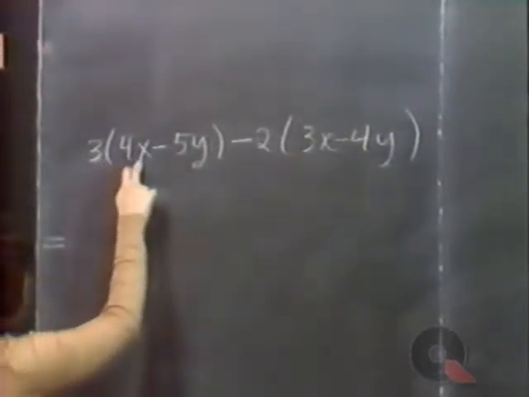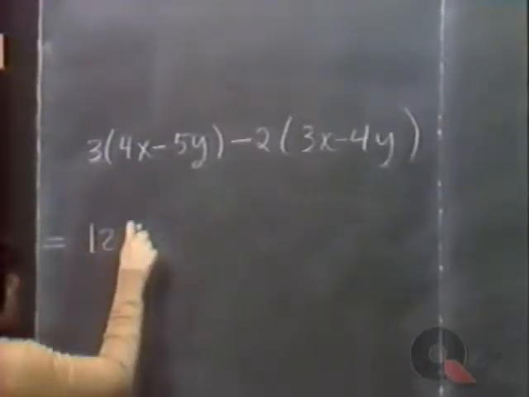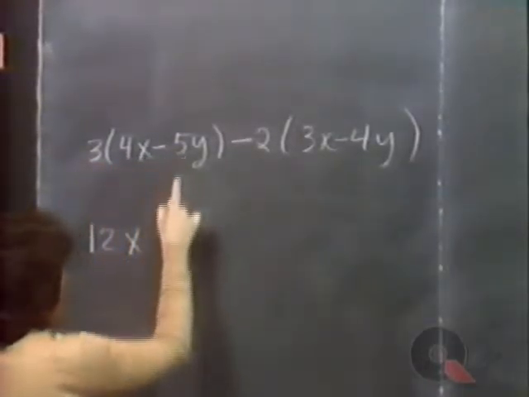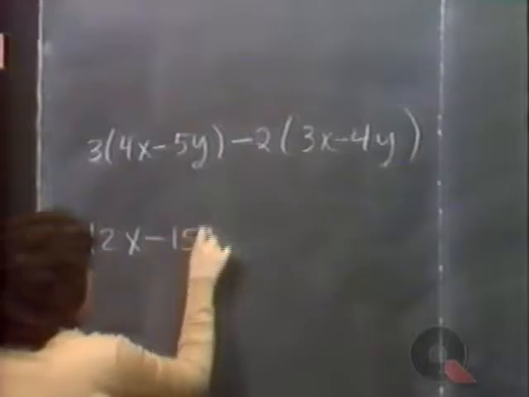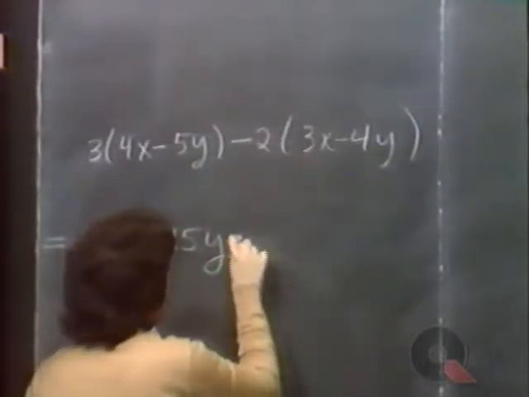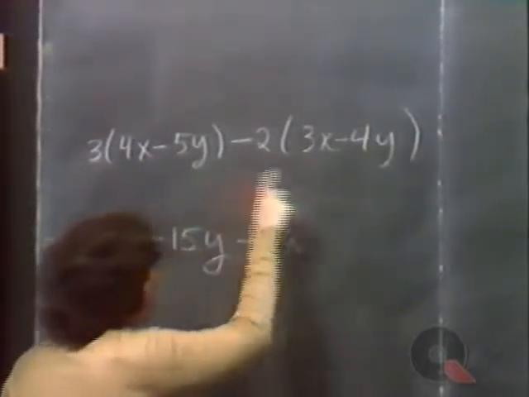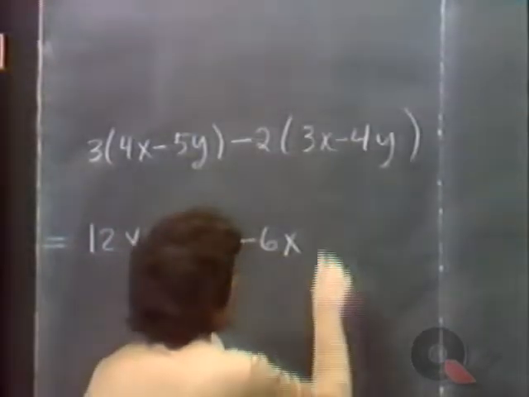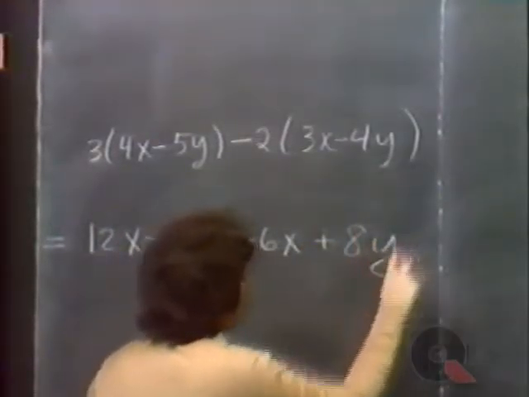3 times the 4x gives us 12x. 3 times the minus 5y gives us minus 15y. Minus 2 times the 3x gives us minus 6x. Minus 2 times the minus 4y gives us plus 8y.